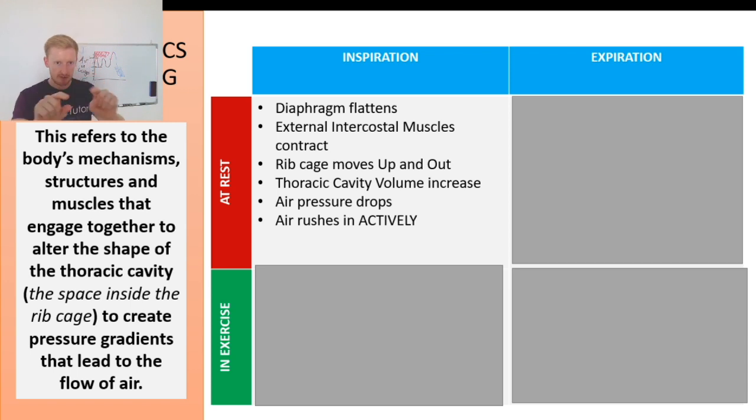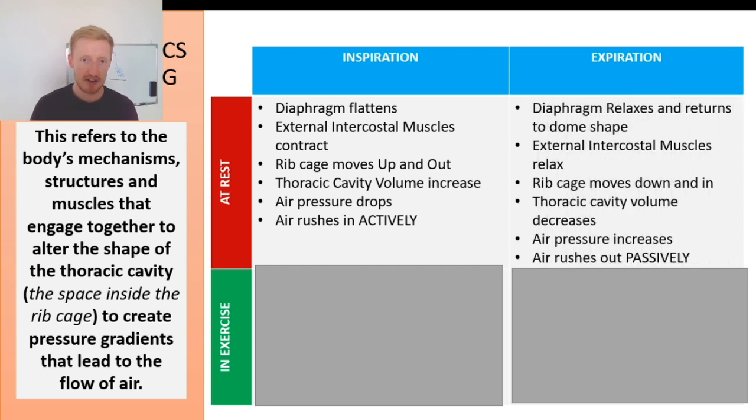Now, like I said at the start of this grid, once you know one of them, you'll start to notice reflections and inverses of each grid in the rest of them. So if we now look at expiration at rest, well, the diaphragm had flattened. Now it relaxes and returns to its resting shape. The external intercostal muscles had just contracted to inspire. Now they relax. The rib cage that had just moved up and out now is dropped in and down.